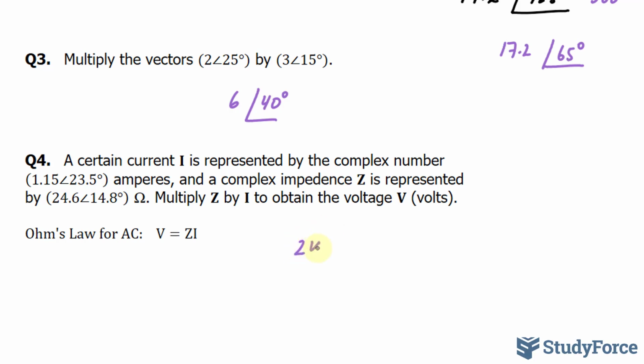So our Z value is 24.6 at an angle of 14.8. And we're asked to multiply this by 1.15 at an angle of 23.5.